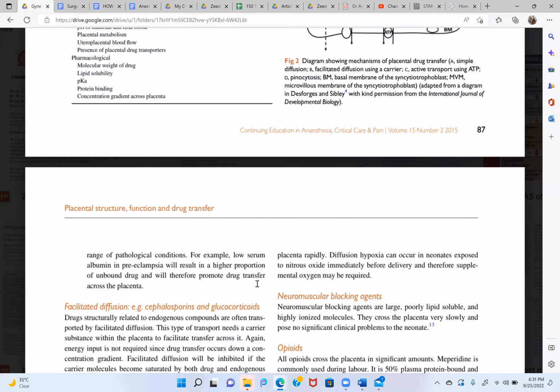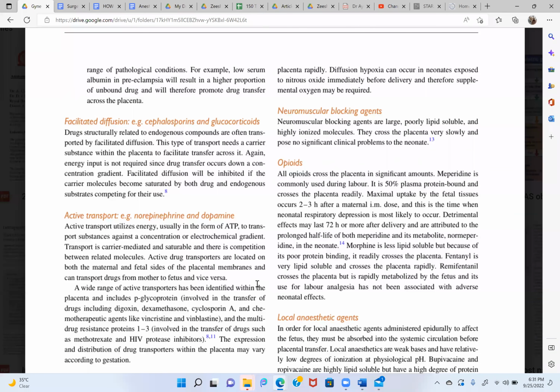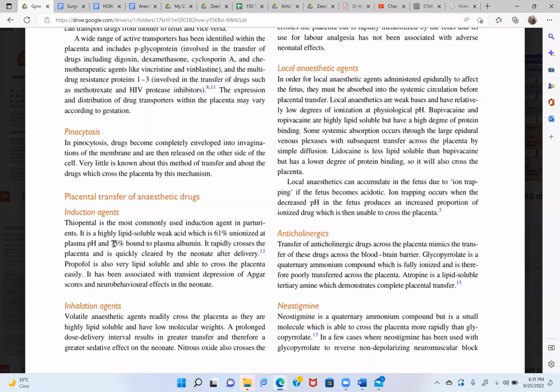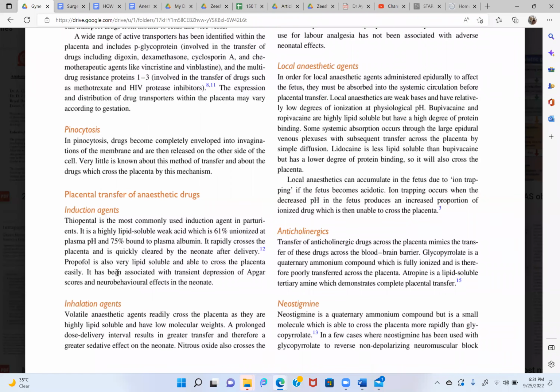Okay. Let's see, induction agents. The most commonly used induction agent in parturients is thiopentone. So all lipid soluble medications will transfer and can theoretically affect the Apgar score.